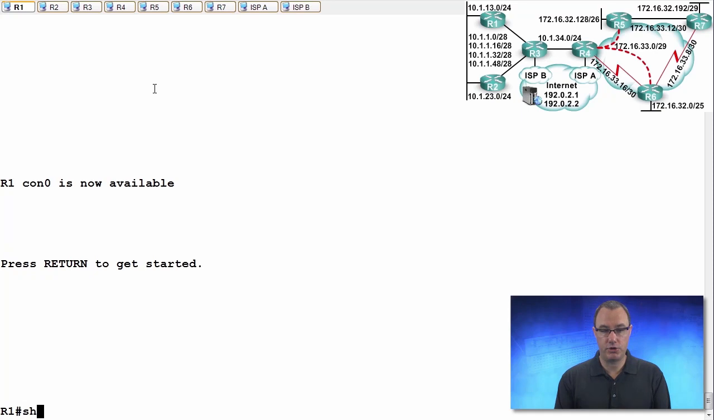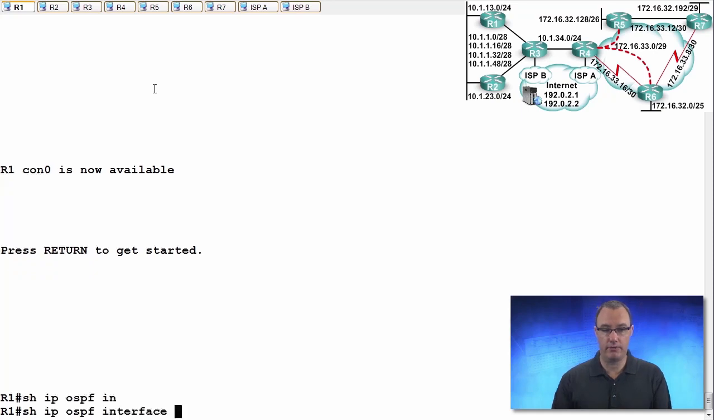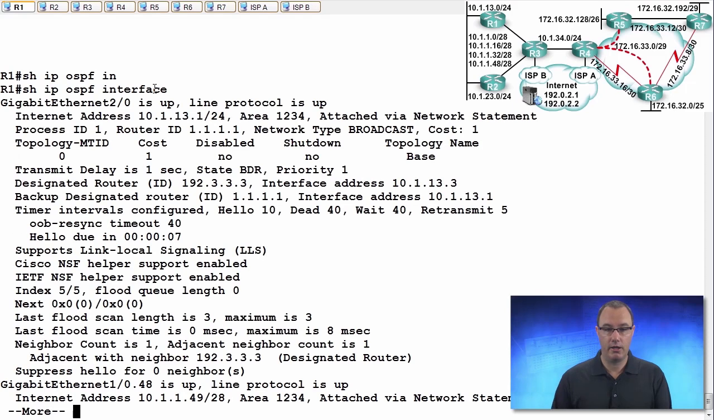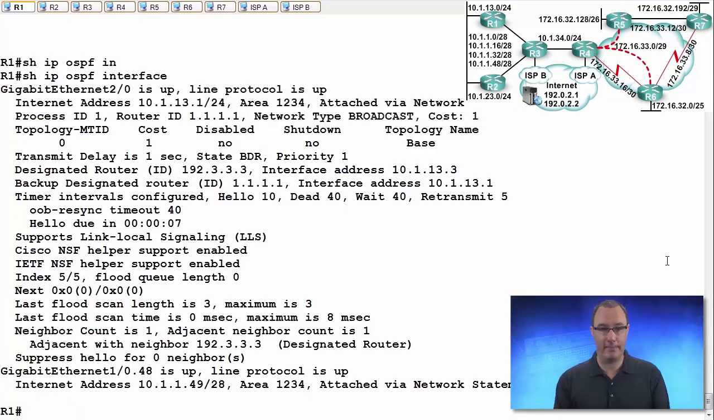Firstly, if I do a show IP OSPF interface, the Ethernet interfaces are of the right network type. Point-to-point networks do not perform designated router election. They do not need the concept of designated router because the media type only has two sides. We don't need a central point of contact for that media.